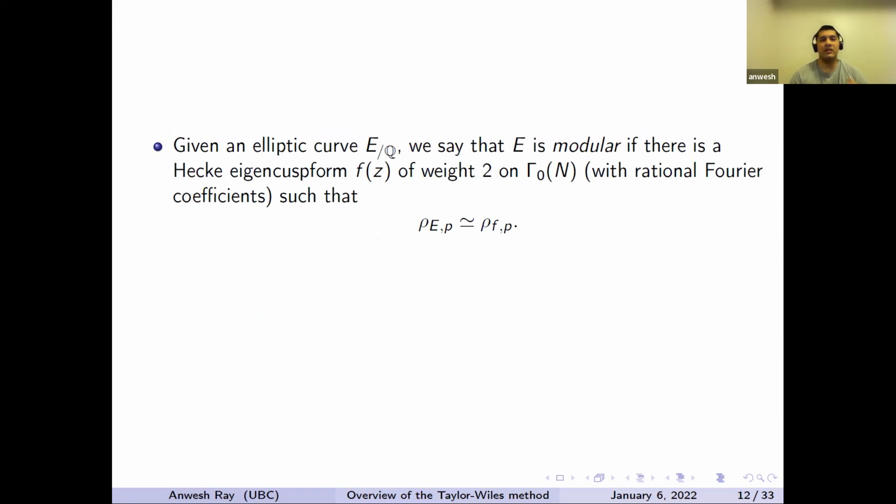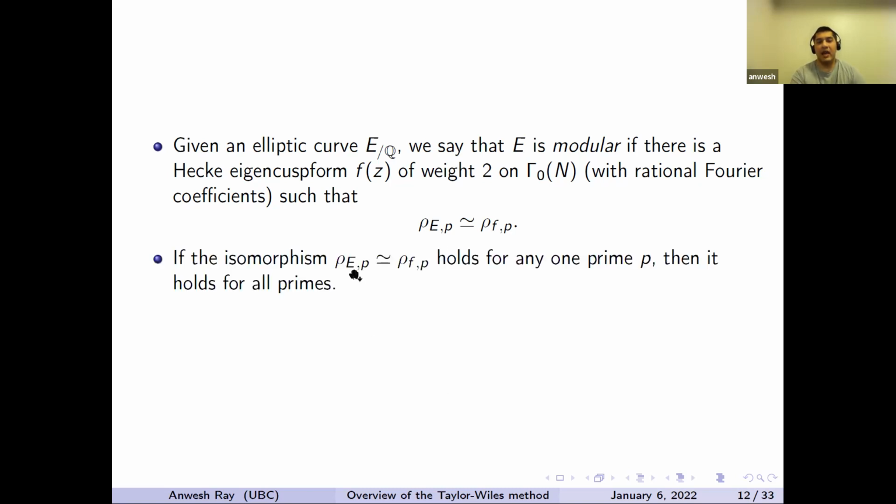Okay, so now what does it mean for the elliptic curve to be modular? We say the elliptic curve E over Q is modular if there's a Hecke eigen cusp form of weight 2 on gamma naught of n, such that the associated representation rho f p is isomorphic to the representation rho E. So if the Galois representations match up at a given prime p, then we say that E is modular. And it is a fact that if this isomorphism holds for any one prime p, then it has to hold for all primes p. That is because the representations rho f p form a compatible system of Galois representations.